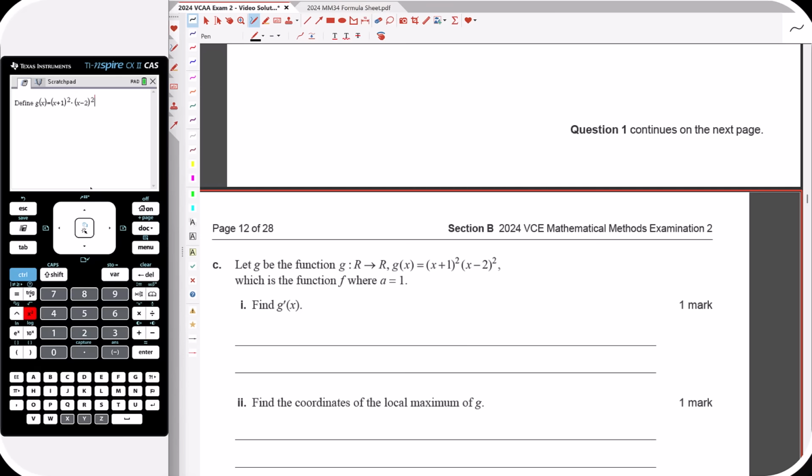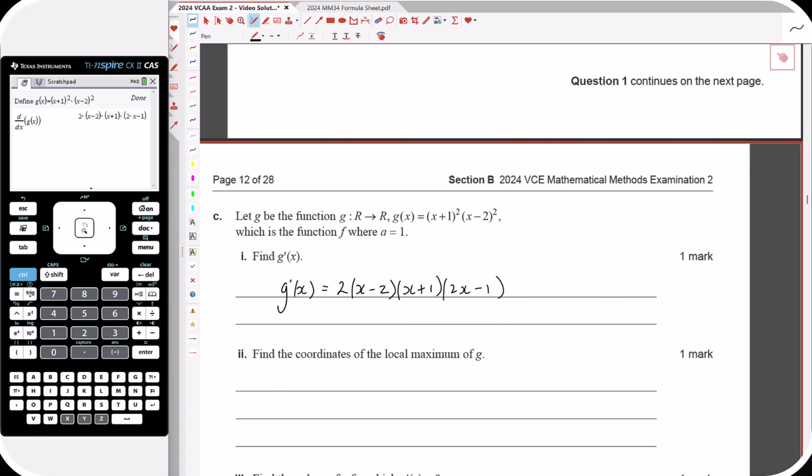So x minus 2 squared. Okay, so that's g of x. So derivative of g of x. So let's have the shift on. Derivative of g of x. So g dash x is 2 times x minus 2 times x plus 1 times 2x minus 1.